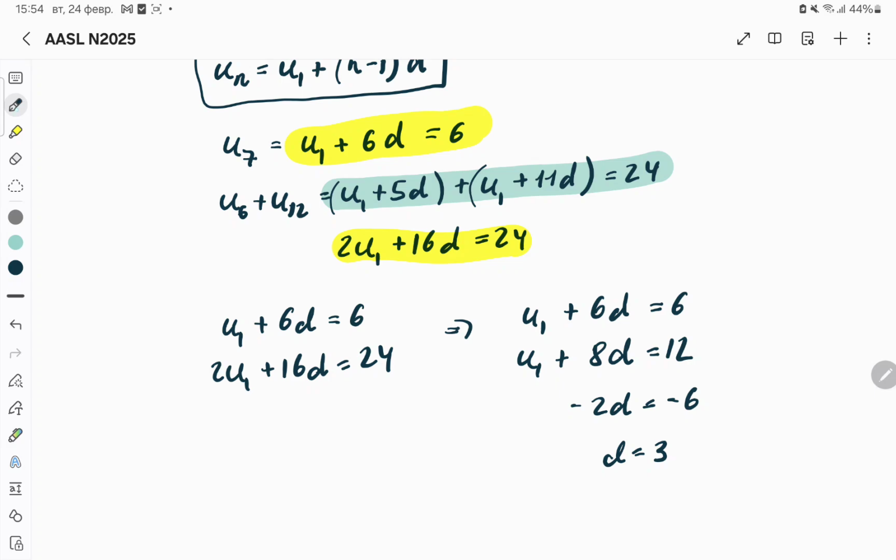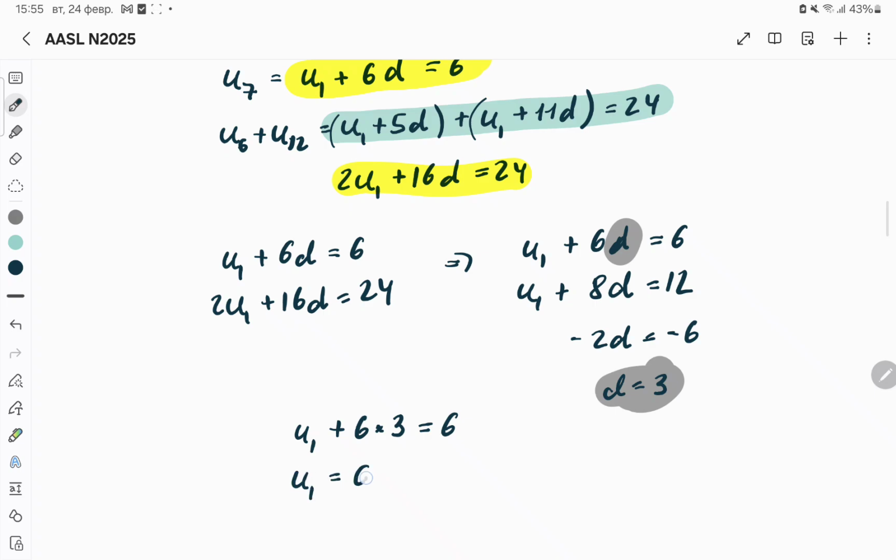Okay. And now use this d in any equation. Let's say in the first equation. So instead of d, d is 3, right? So u1 plus 6 times 3 is equal to 6. So u1 is equal to 6 minus 18, which is negative 12. So u1 is equal to negative 12 and d is equal to 3. This is the answer of this question.